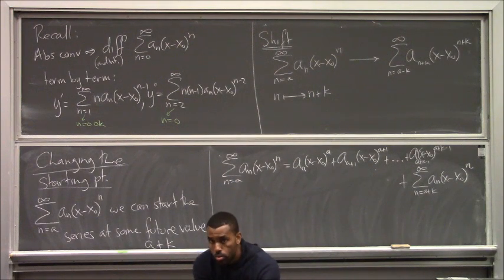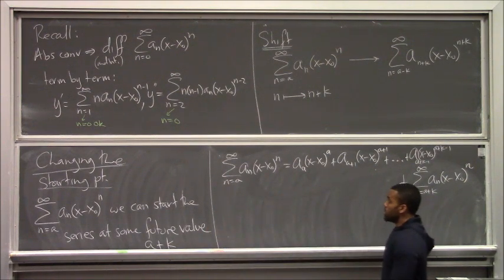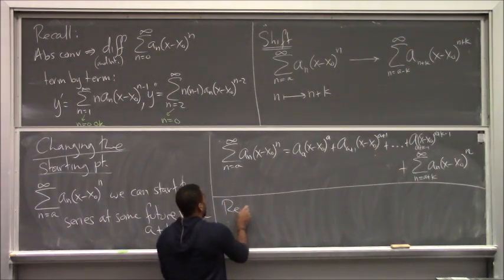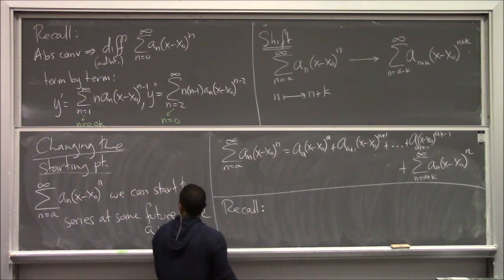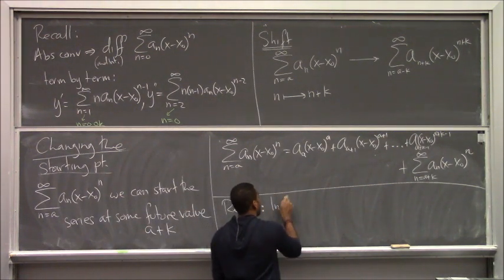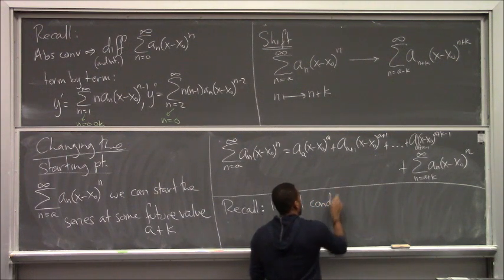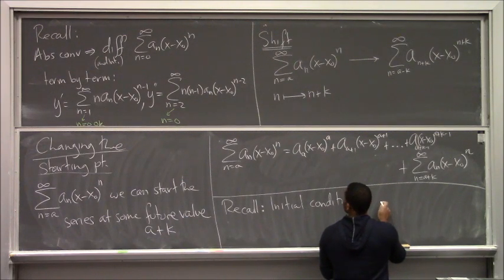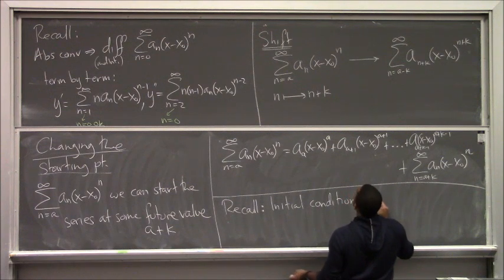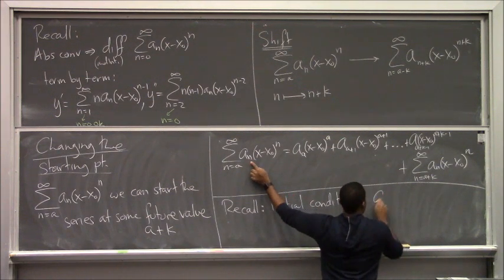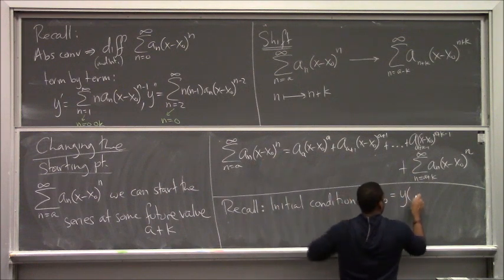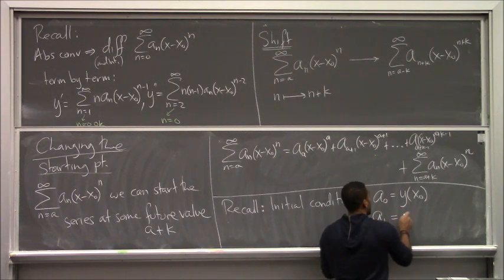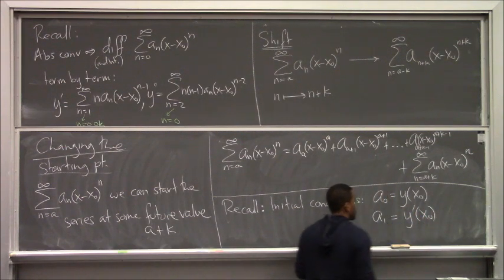Would that be the initial values? Huh? Would that be the IVPs? That will not be the initial values. So also recall your initial conditions. It turns out that the first term in this series, your a sub 0, is actually going to be your function evaluated at the center, that's going to be the initial condition for your function. And your a1 is going to be the initial condition for the first derivative of your function.